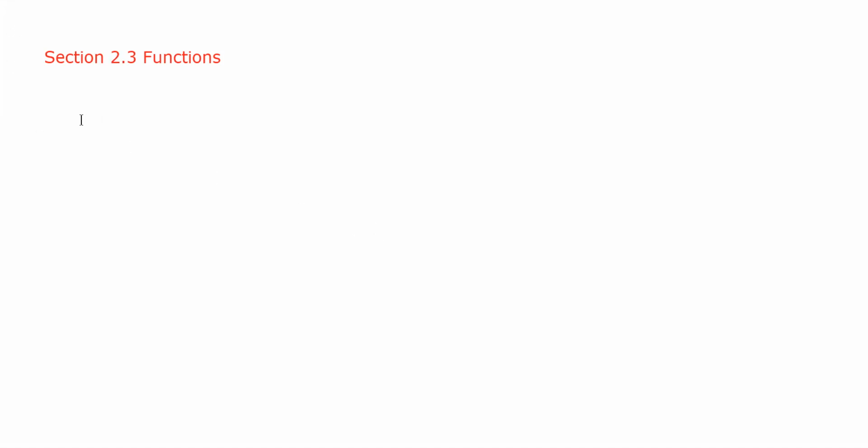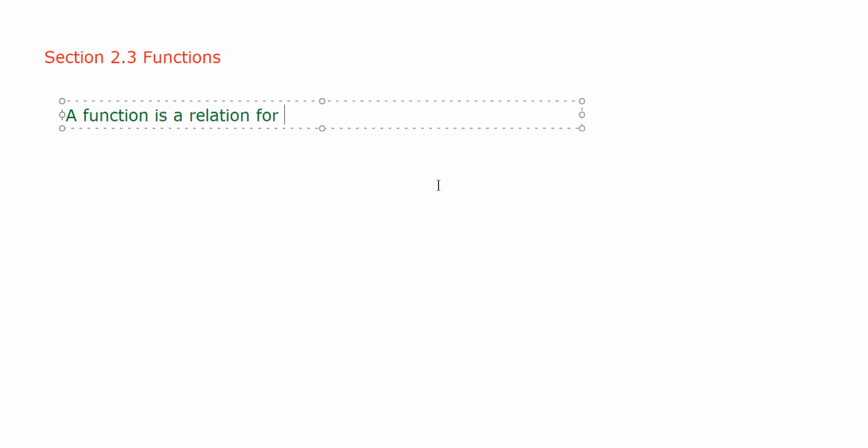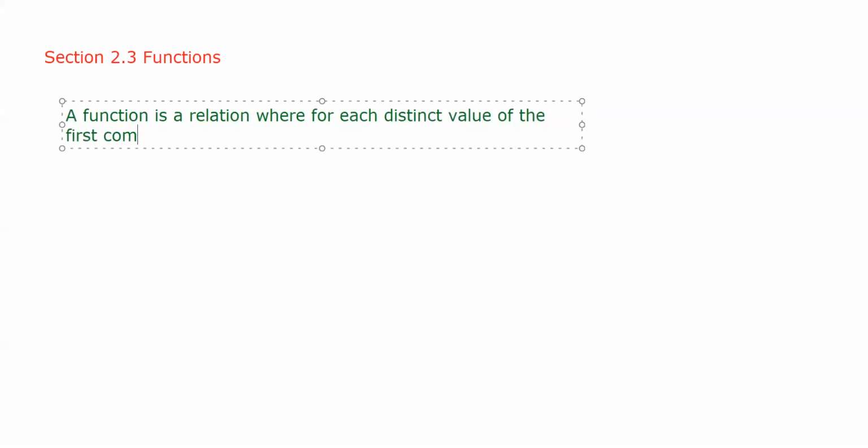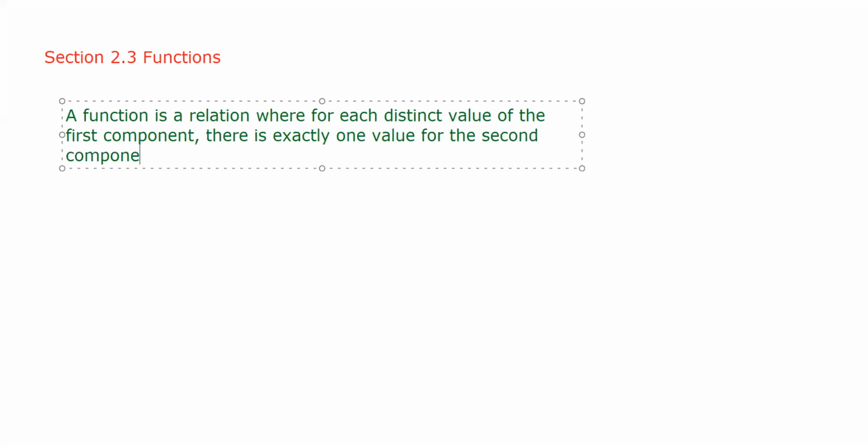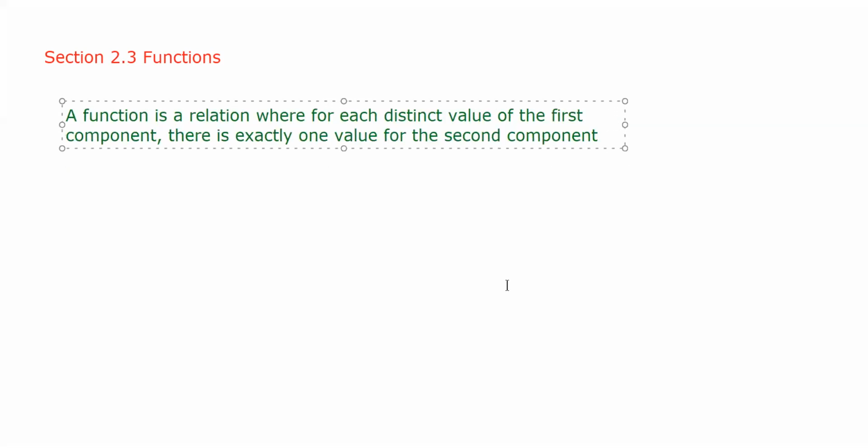So let's finally define a function. A function is a relation, and I think we did this last time, but I'll reiterate it. A function is a relation where for each distinct value of the first component, there is exactly one value for the second component. And that sounds awfully vague at the moment, and I agree with you. So let's actually work an example of this.